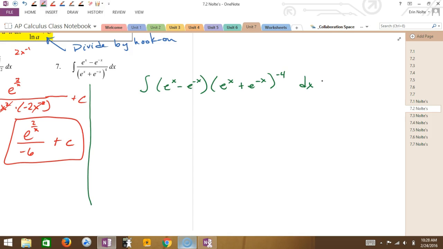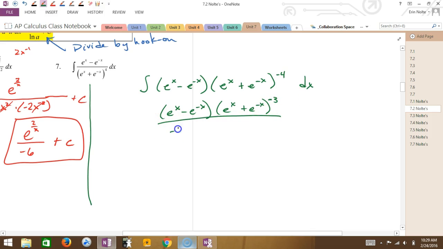Okay, so I am going to do a power rule. I'm going to ignore the first quantity and hope and cross my fingers that it cancels. Otherwise, I would have to do a u substitution. We're going to ignore it, and then we're going to add 1 to the exponent. So what's my new exponent going to be? Negative 3. I have to divide by that exponent by the chain rule. And now I have to multiply by the derivative of the inside.